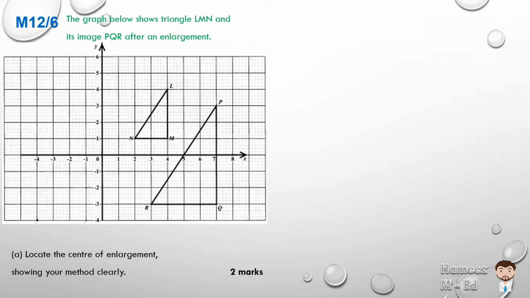So how do we find this? We know L, when it was enlarged at that point, moved to P. M moved to Q, and N moved to R. So let's connect L and P. So let's draw a line from the right to the left, passing through P and L. And let's do the same thing from R to N, and we can see they intersect at a point 1, 5. So this point of intersection will be our center of enlargement. And 2 lines are enough, but if you want to be safe, you can draw a third line through QM, and you'll see all 3 points meet at the same place.